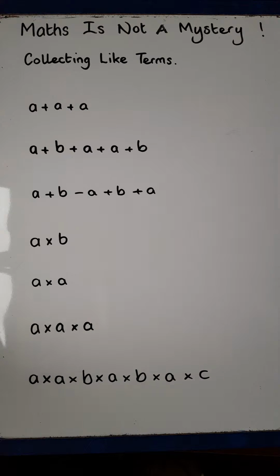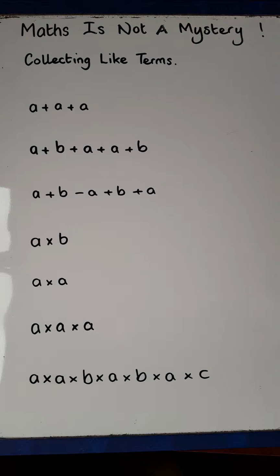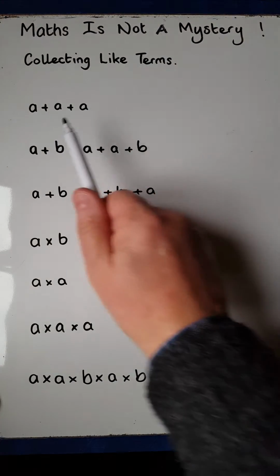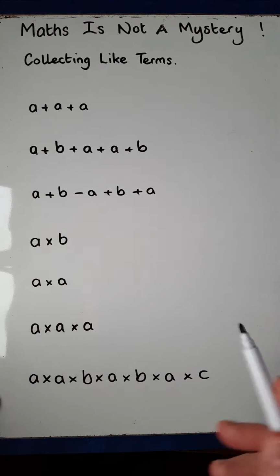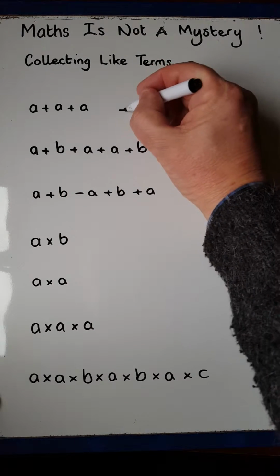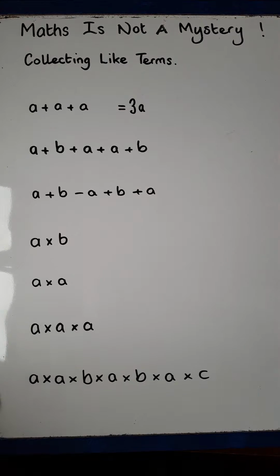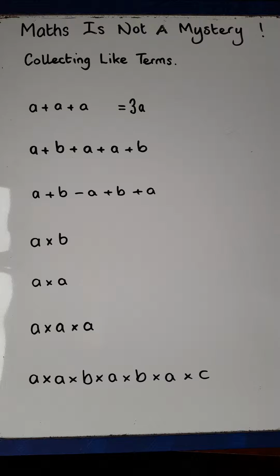So starting off with really easy things, not a problem. Here we've got an A, which stands for a number, but we don't know what it is, plus an A, plus an A. We've got three A's there, and to collect like terms together and simplify this, we just write down how many A's we've got. That's nice and simple, isn't it? Of course, it won't always be that simple.